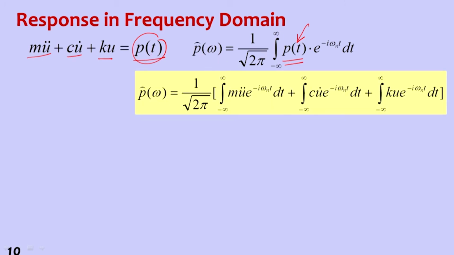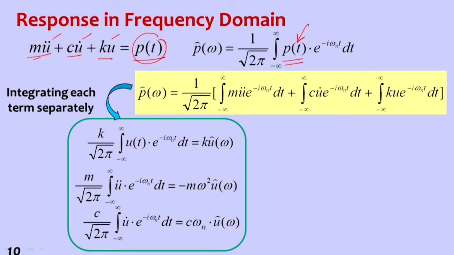And so this is the right hand side, and then the left hand side, all terms. So we convert that, we apply here. Minus infinity to plus infinity, m u double dot e to the power of minus i omega n t dt plus c u dot e to the power of minus i omega n t dt and k u. So all these three terms. Now this u(t) is a time domain function, u dot (t), that velocity, is also in time domain, acceleration is also in time domain. So we need to convert each function into frequency domain. So this is how it is done.